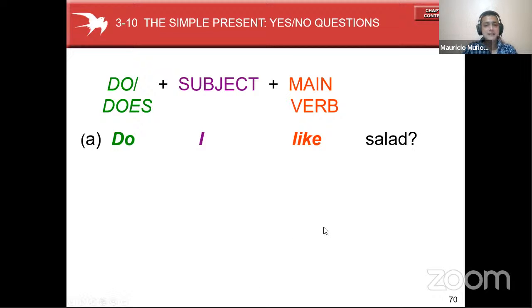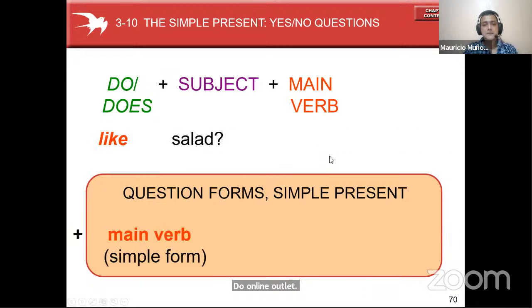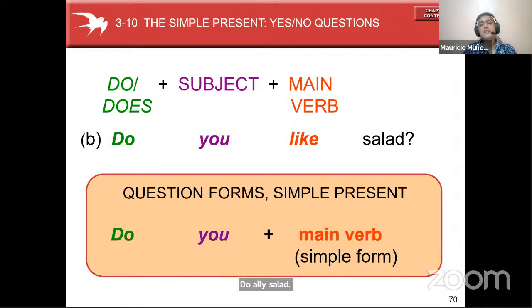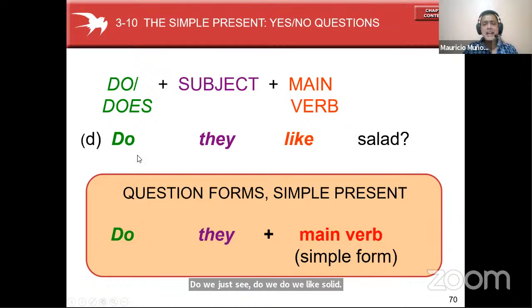We have the first sentence. Do I like salad? Take a look. We have another subject, you. Do you like salad? Then, do we? You see? Do we like salad? And then we have they, the subject. So our auxiliary verb, once again, is do.